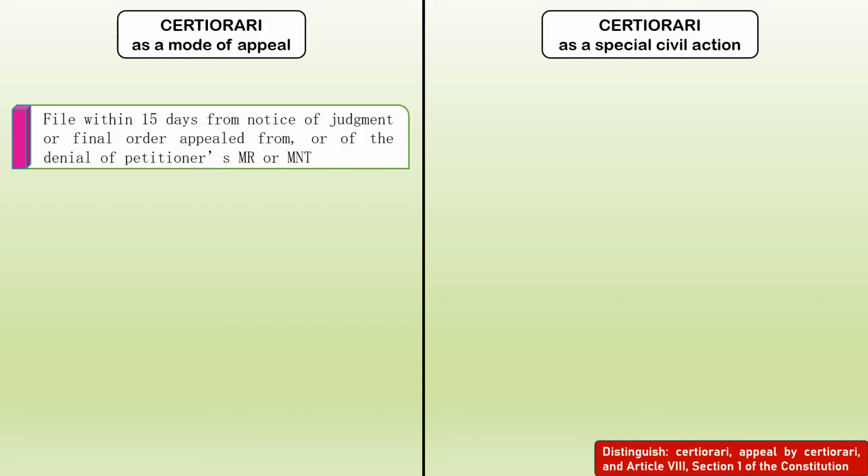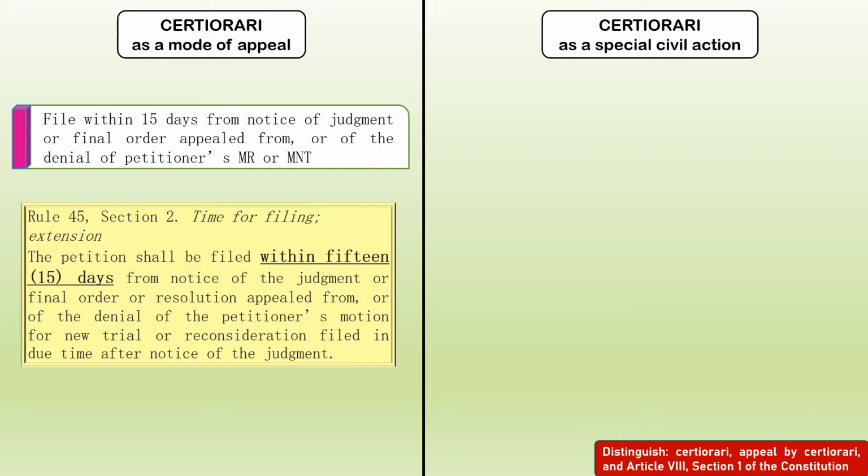So first, when we talk about Rule 45, when do you file it? What is the period? You file it within 15 days. 15 days from when? 15 days from notice of judgment or final order appealed from. And then if you filed your motion for reconsideration or motion for new trial, then you file it within 15 days from the denial of the MR or motion for new trial. Basis, that is your Section 2 of Rule 45.